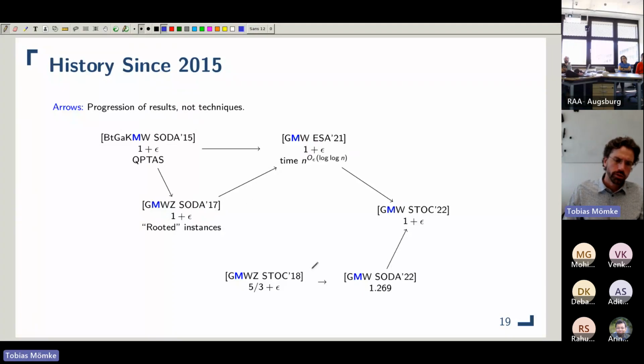And then the second line continued. We got a 5 over 3 plus epsilon approximation in polynomial time in 2018. And then finally, we got the 1.269 approximation and then the 1 plus epsilon approximation in polynomial time. Now, the interesting part is that those 2 results I have not mentioned yet on the other slides because they are somewhat specific. We introduced a new technique, UFP the game. So we gamified everything and things got more fun. They got better because we first were able to improve the approximation ratio, and there were still some things missing to get the PTAS. And then finally, we actually got the PTAS.